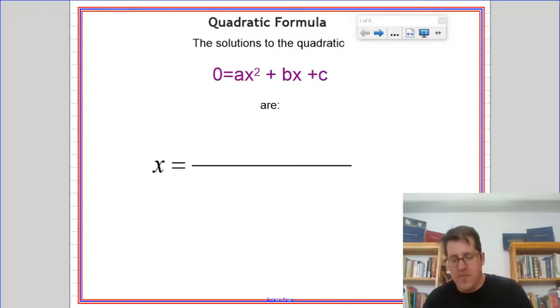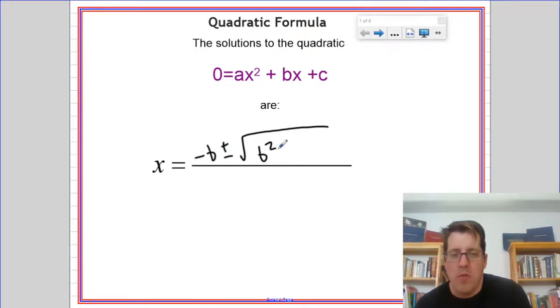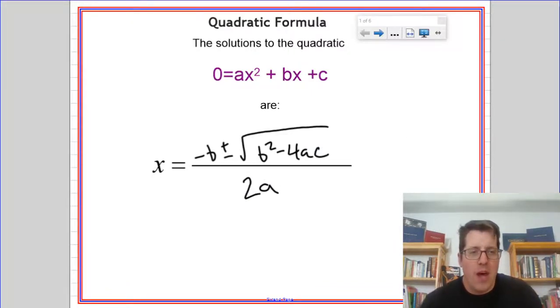That's right. The quadratic formula is x equals the opposite of b plus or minus the square root of b squared minus 4ac all over 2a. Check that out one more time: x equals opposite b plus or minus the square root of b squared minus 4ac all over 2a. You're going to need to memorize that, okay?